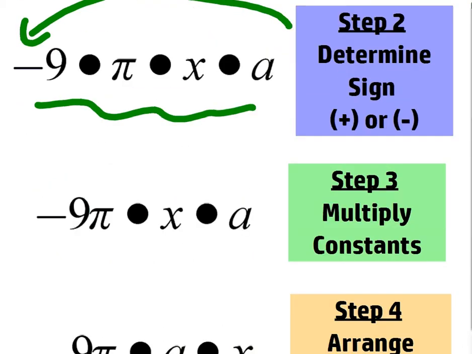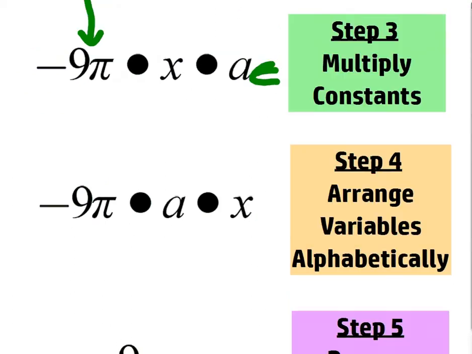Okay, next, we're going to multiply our constants, and when we have negative 9 times pi, we can just go ahead and get the multiplication sign out of the way. We don't want to do 9 times 3.14 because 3.14 is not really equal to pi, but we can just merge them together. If it was negative 9e, we'd write negative 9e. Negative 9 times i, we'd write negative 9i. So that's it for that step.